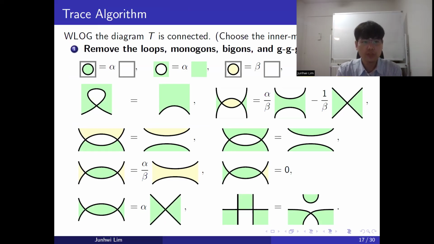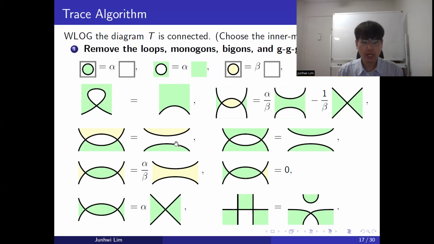So this is how the algorithm works. Without loss of generality, we may assume that our diagram is connected by choosing the innermost component. The first thing we do is to remove the loops, monogons, bigons, and edges of this type. The only monogon that can appear has this form, and using our relations, we can prove a relation that is reminiscent of Reidemeister type 1 move, so we can remove a monogon.